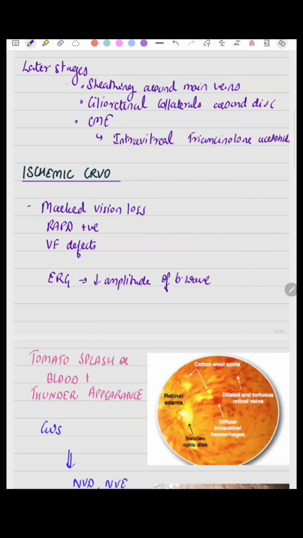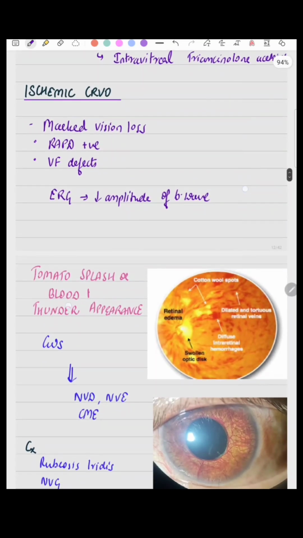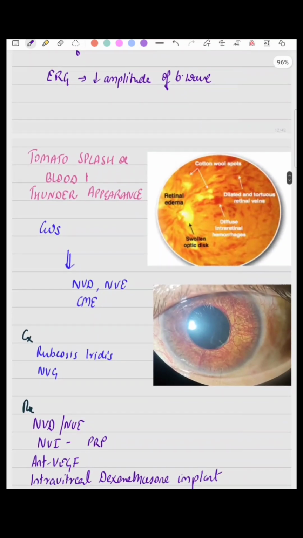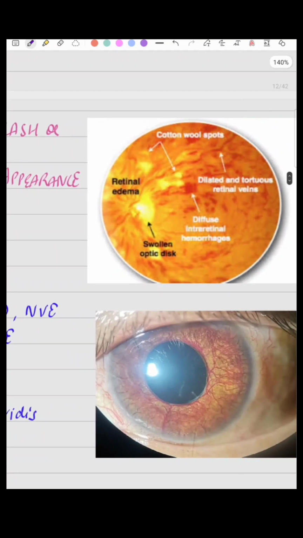CRVO is an acute complete occlusion of the central retinal vein. There is marked vision loss, and a relative afferent pupillary defect is present. Visual field defects are also present. In ERG, there is reduced amplitude of the B wave. On fundus examination, in early stages, this is a typical picture of ischemic CRVO: there is massive engorgement, congestion and tortuosity of the retinal veins.